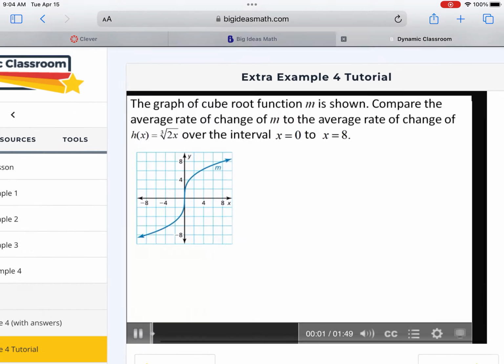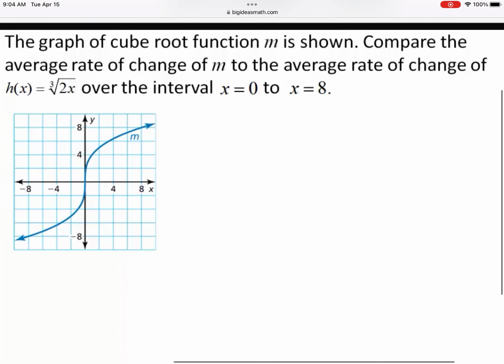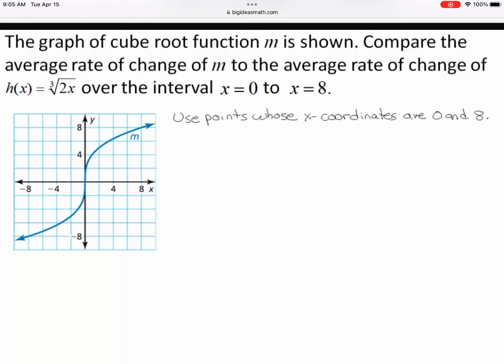The graph of cube root function m is shown. Compare the average rate of change of m to the average rate of change of h of x equals the cube root of 2x over the interval x equals 0 to x equals 8. Use points whose x-coordinates are 0 and 8.